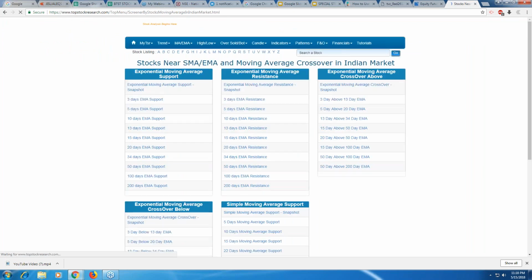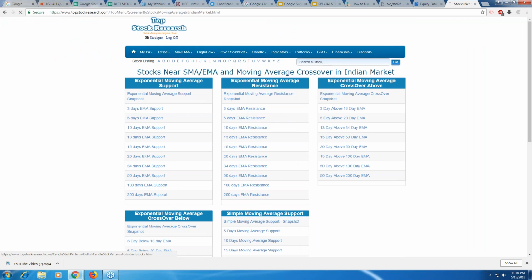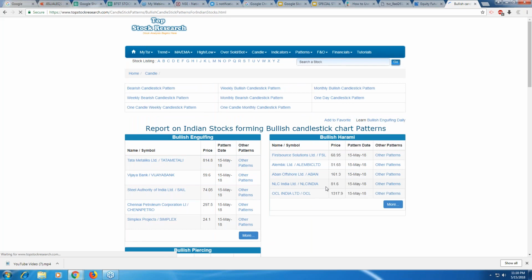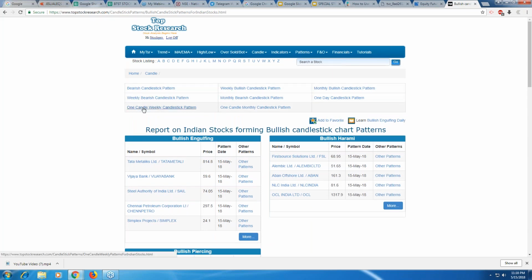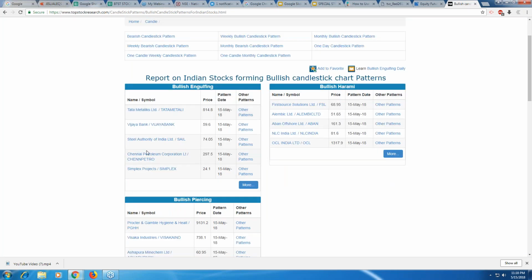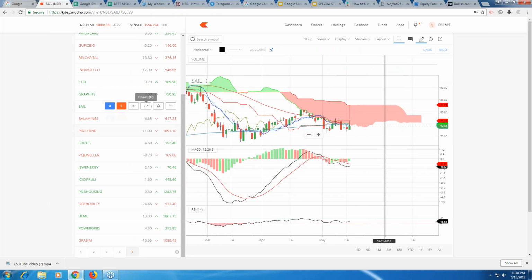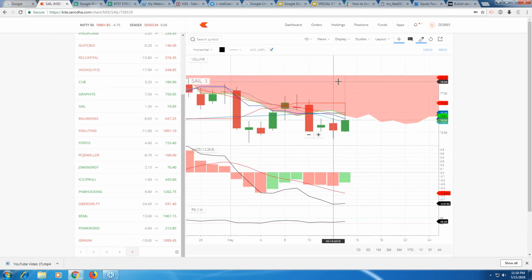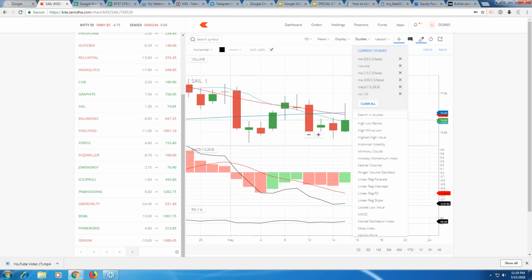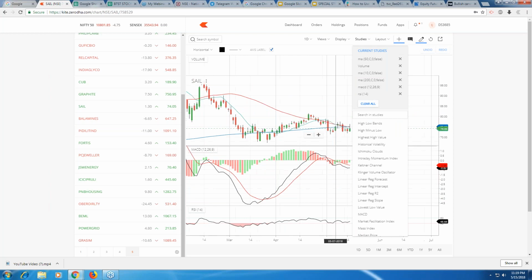engulfing patterns. So here in candlestick pattern, you can go to the bullish candlestick pattern. No, I'm looking for the 1 day candlestick pattern. So let's look into where all bullish engulfing happen. Chennai Petroleum, Steel Authority, SAIL. Let's look into SAIL. What has happened today in SAIL? So Chennai Petroleum, yeah, it looks like bullish engulfing. Although a tiny bullish engulfing, it does look like a bullish engulfing.